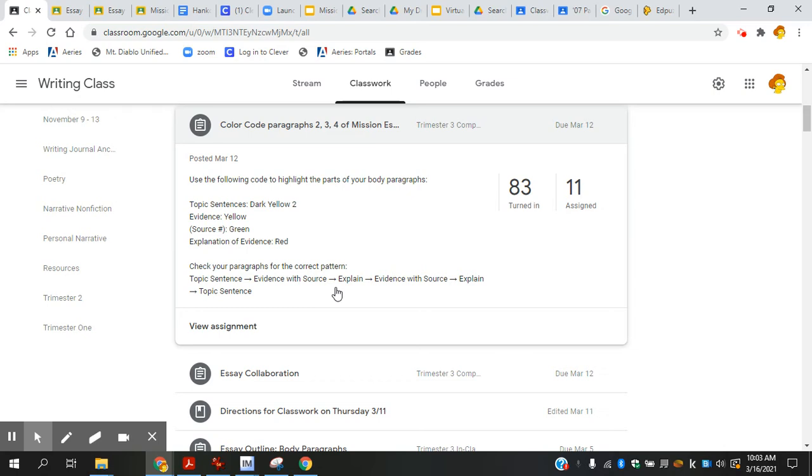Each of these body paragraphs should have this pattern repeating 2 times. So essentially it's got this pattern here. Topic sentence, evidence with source, explain. Evidence with source, explain, topic sentence.